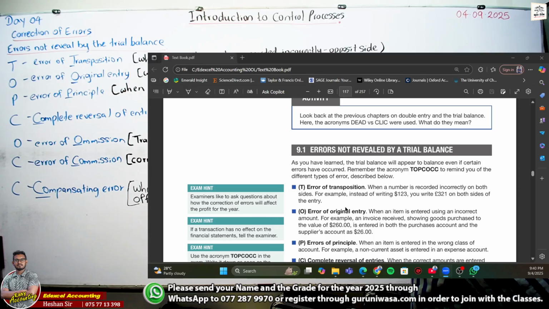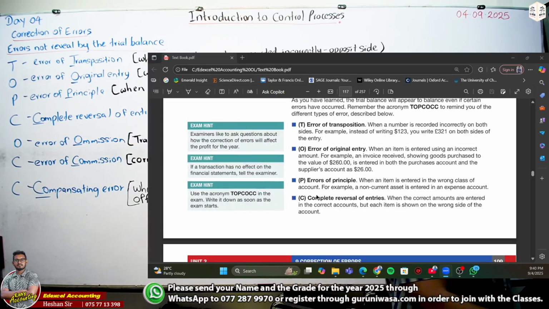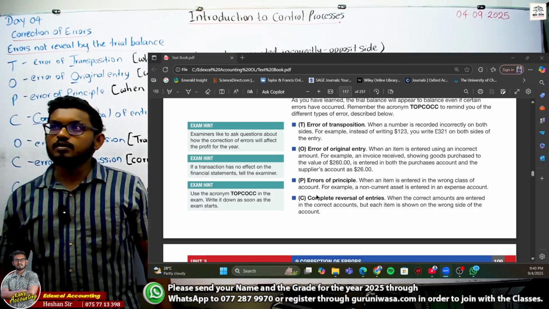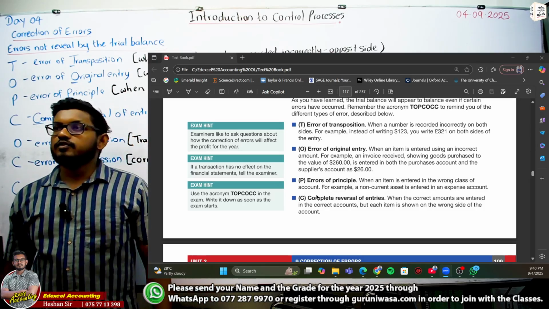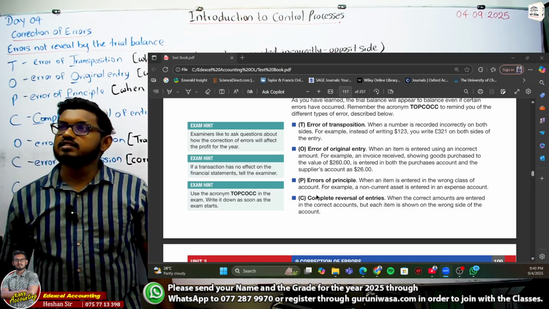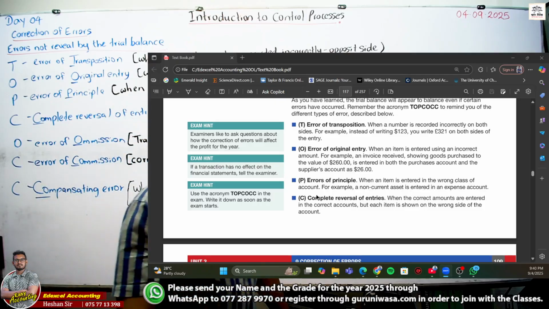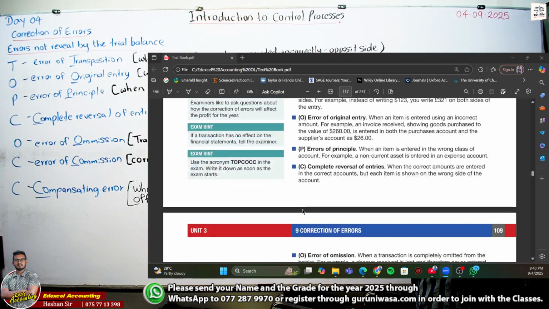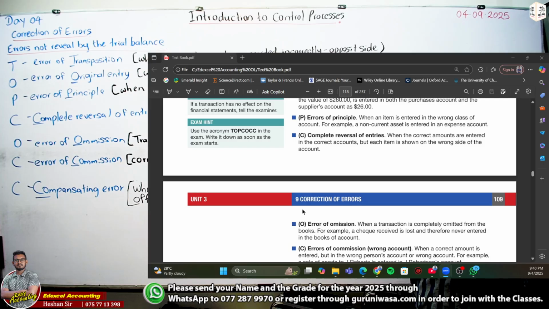Now you can see examiners like to ask questions about how correcting errors will affect the profit for the year. If the transaction has no effect on the financial statements, tell the examiner. Use the acronym TOP COCO in the exam. Write it down as soon as the exam starts.